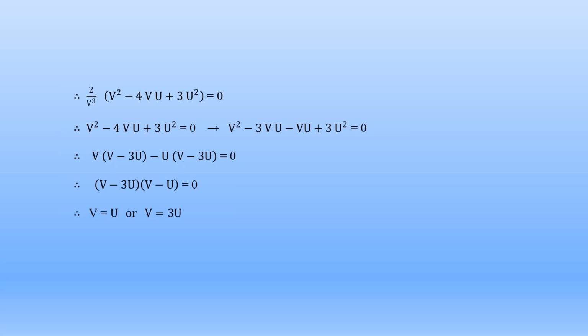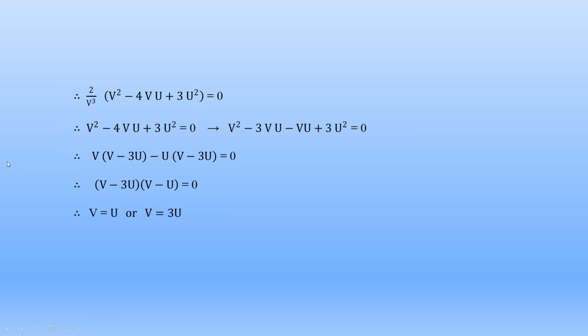V is equal to U is not possible. So the next possibility is V is equal to 3U. The efficiency of the water jet in this impact is maximum when the absolute velocity of the water jet V is 3 times the absolute velocity of the moving plate U. This is the possible condition. The only possible condition is V is equal to 3U.